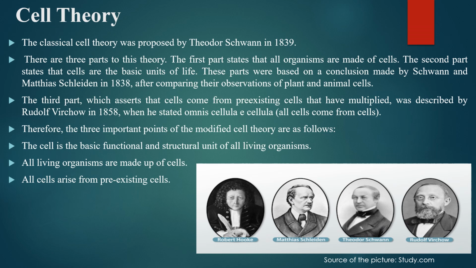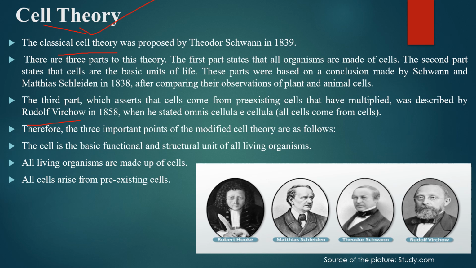Then cell theory. It is a theory which was proposed by Theodor Schwann, Schleiden, and Rudolf Virchow jointly. Jointly, these three scientists proposed the cell theory or the theory regarding cells. So, what are the basic points of this cell theory? The cell theory was first proposed by Schwann, then Schleiden and Schwann jointly proposed two more points.